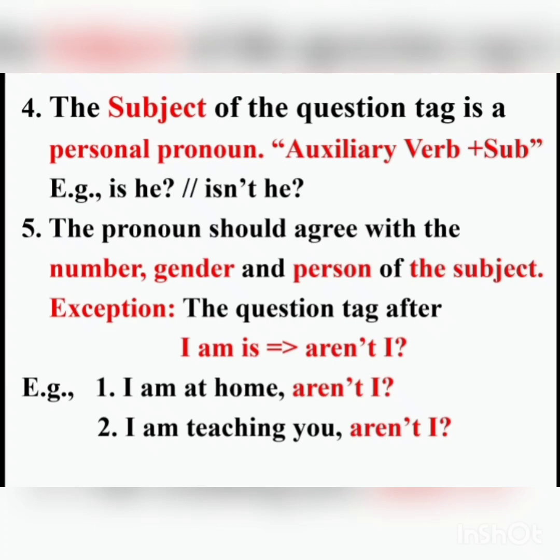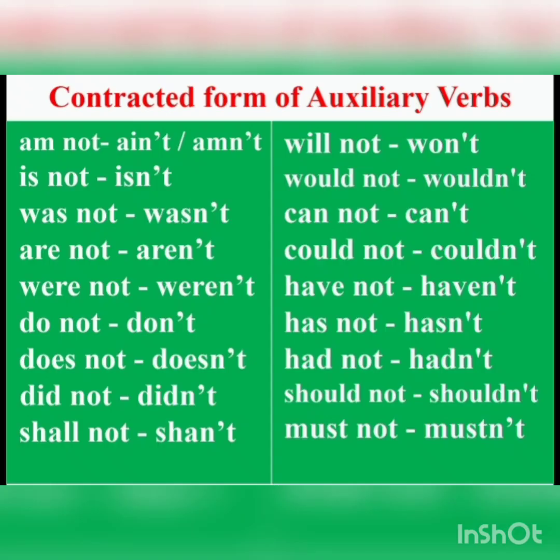But there are some exceptions we need to follow. For example, the question tag after I should be aren't I if it is a positive statement. For example, I am at home. I am at home is positive. Here we need to use aren't I. Similarly, I am teaching you. Aren't I is the tag that should be used.